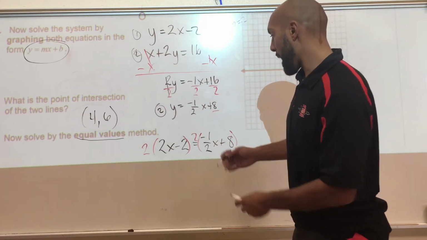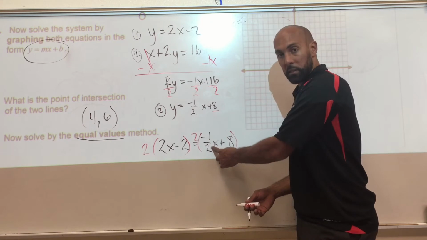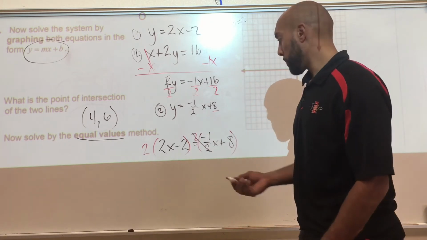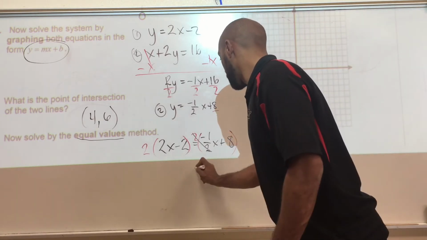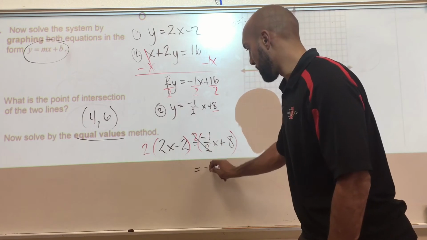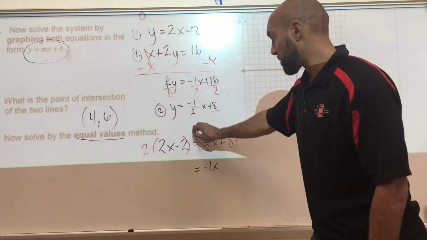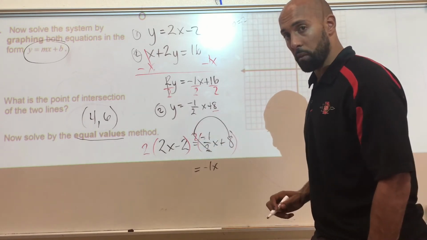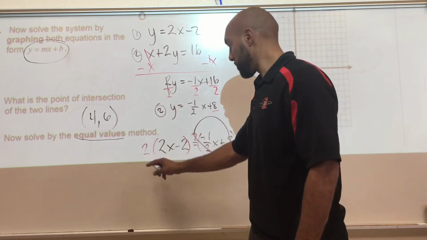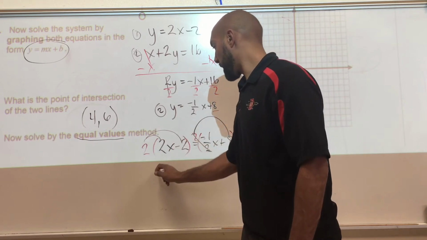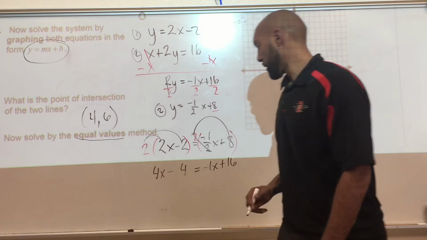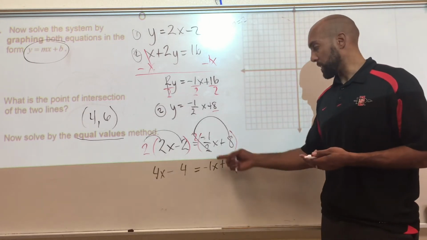Okay, so what happens when you multiply 2 times the denominator? It's going to cancel. So now on the right side, this cancels, and I just have negative 1 and x. But then I also have to distribute the 2 to the 8 as well, don't forget that. So that'll be 16. And then on the left side, 2 times 2x is 4x, 2 times negative 2 is negative 4. And now it's a little easier to solve.